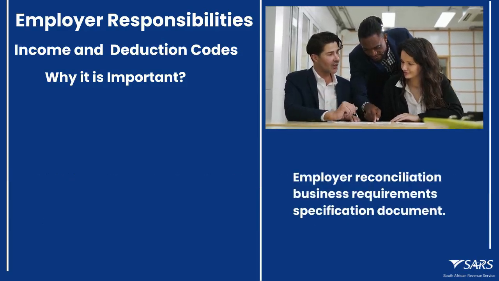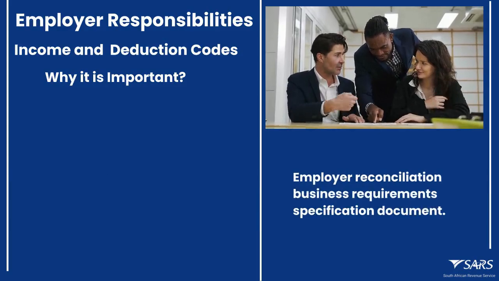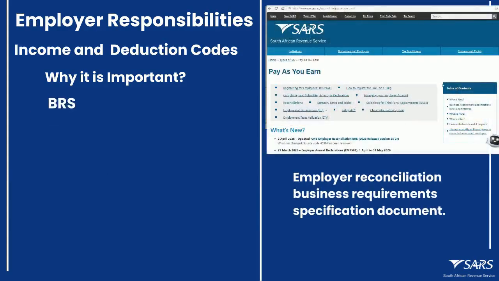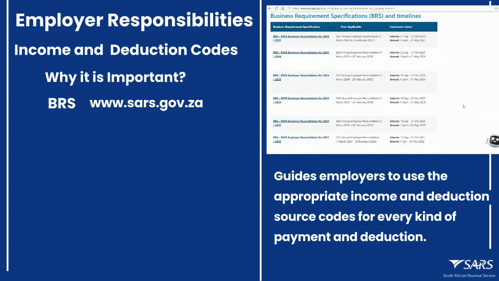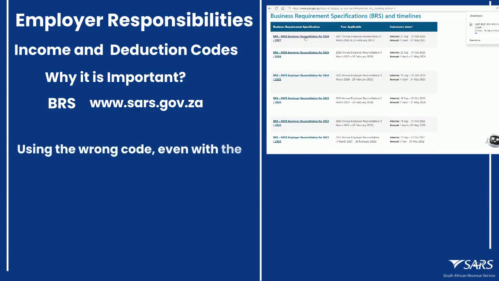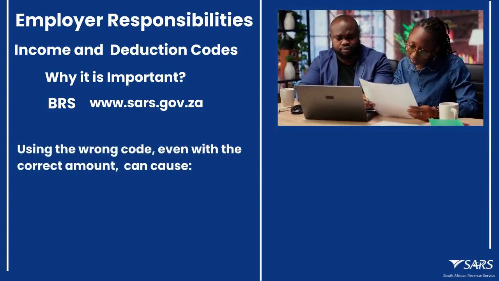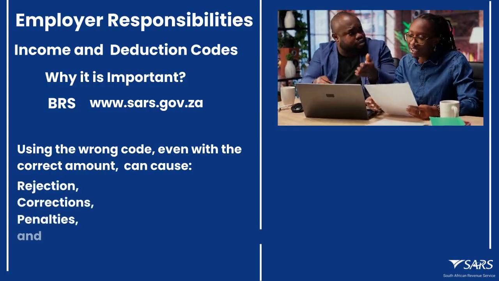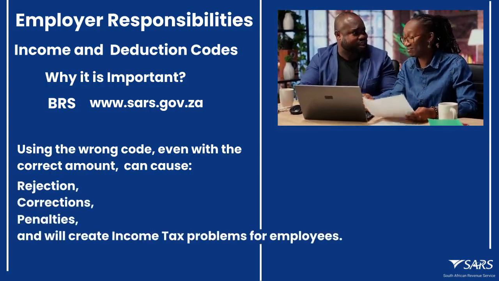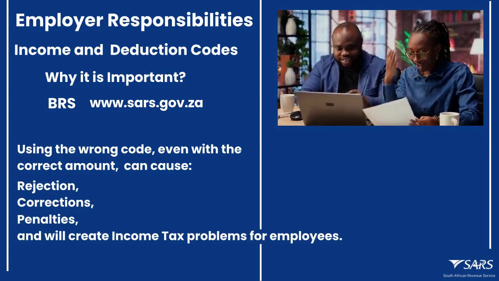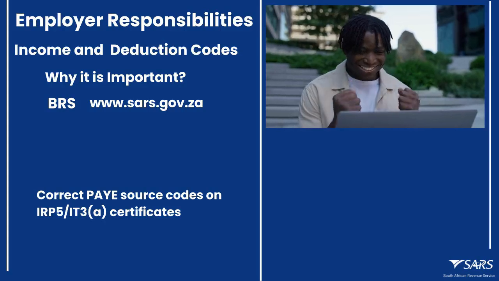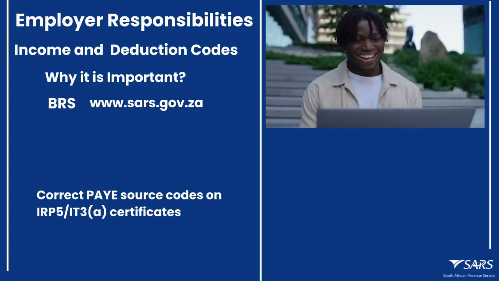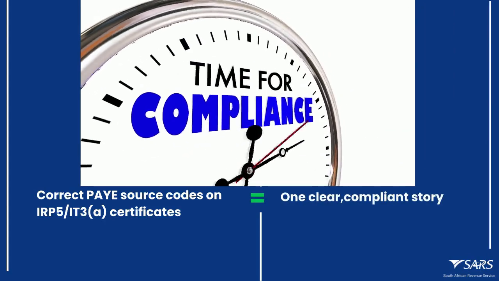The Employer Reconciliation Business Requirements Specification Document, BRS, which can be found on the SARS website, guides employers to use the appropriate income and deduction source codes for every kind of payment and deduction. Using the wrong code, even with the correct amount, can cause rejection, corrections, penalties, and will create income tax problems for employees. Remember that correct pay as you earn source codes on IRP-5 and IT3A certificates give one clear compliance story.